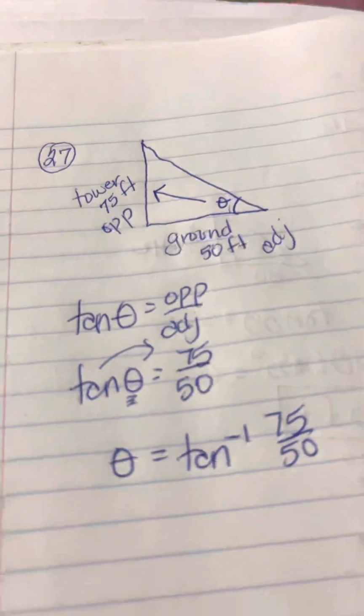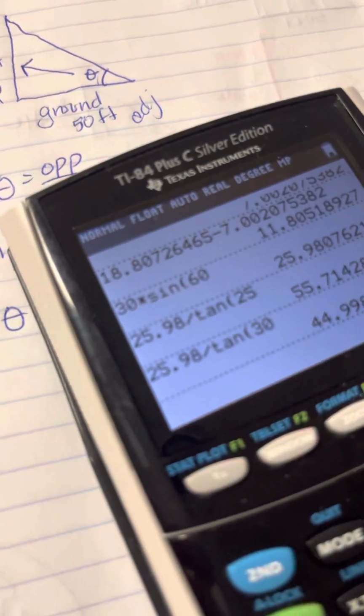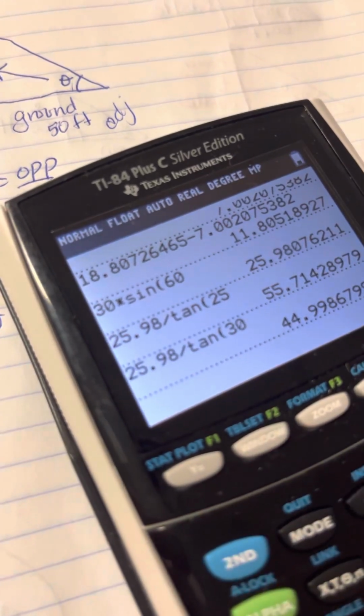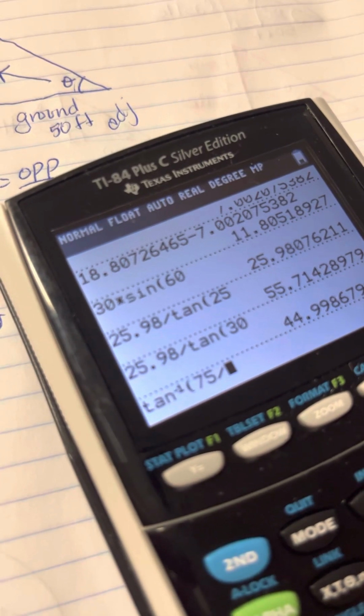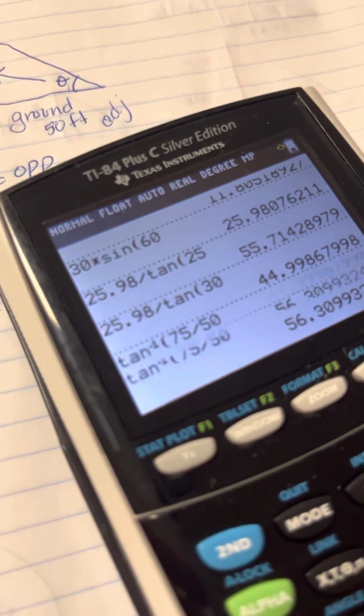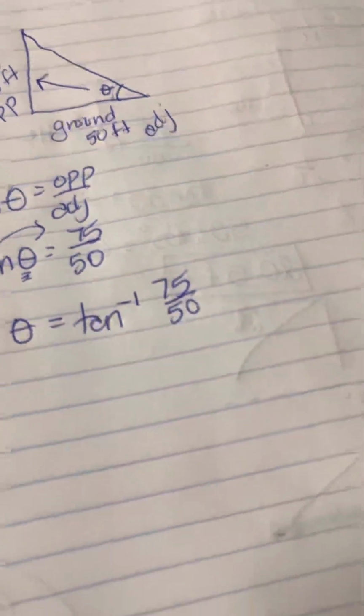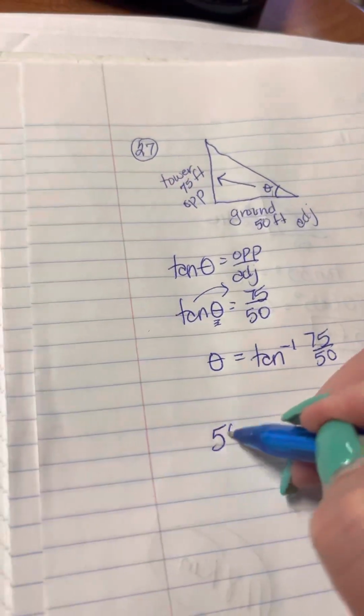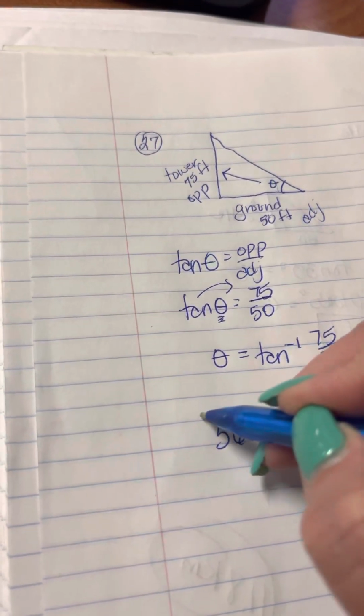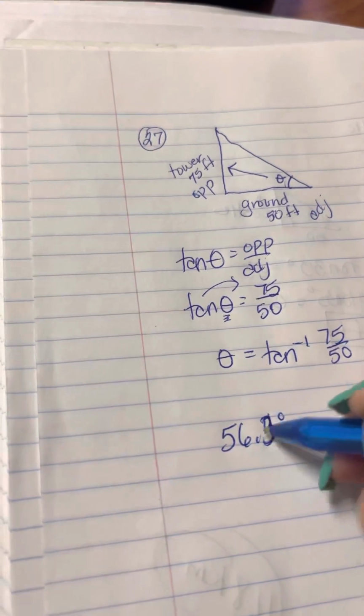So I'm going to do the inverse tangent of 75 divided by 50. 56.3. And that's in degrees, because my calculator was in degrees.